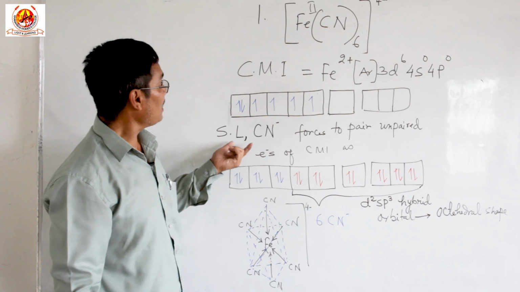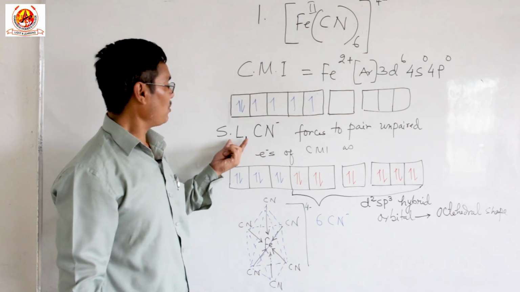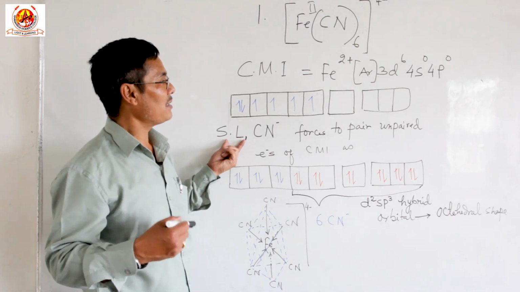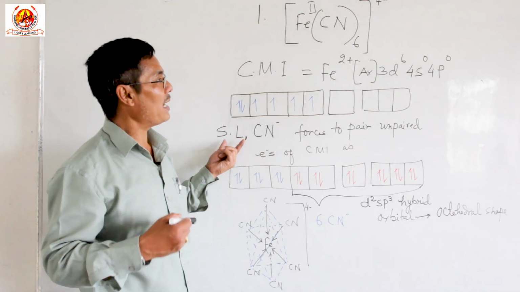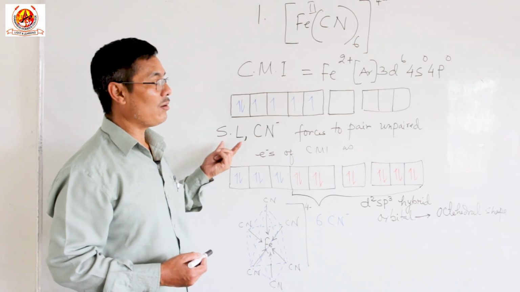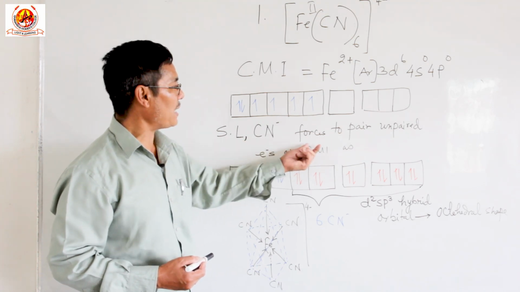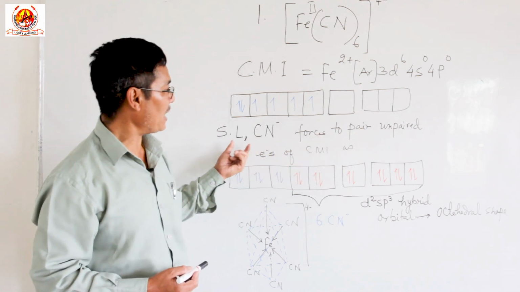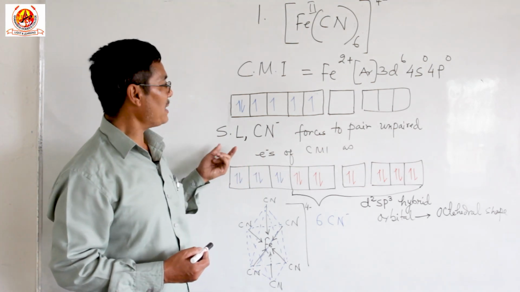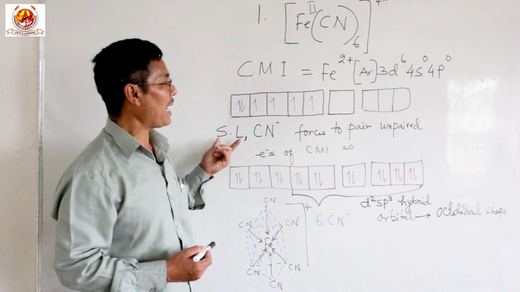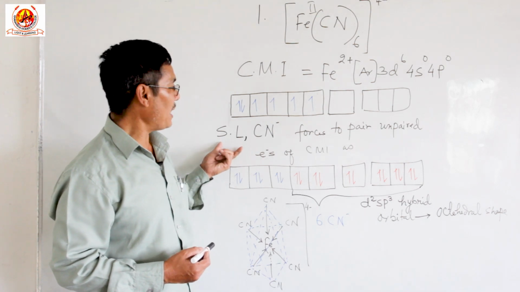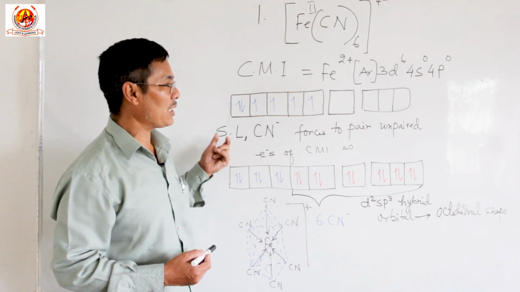So the partner ligand is a strong field ligand. Strong means a good donor. I have mentioned there are 3 types of ligand, as shown in the figure. A strong ligand is a good donor that always tries to force the unpaired electrons of the central atom to pair. Whereas an average ligand does not force; sometimes it acts as weak or strong depending on the condition. But a weak ligand never forces the unpaired electrons of the central atom to pair.